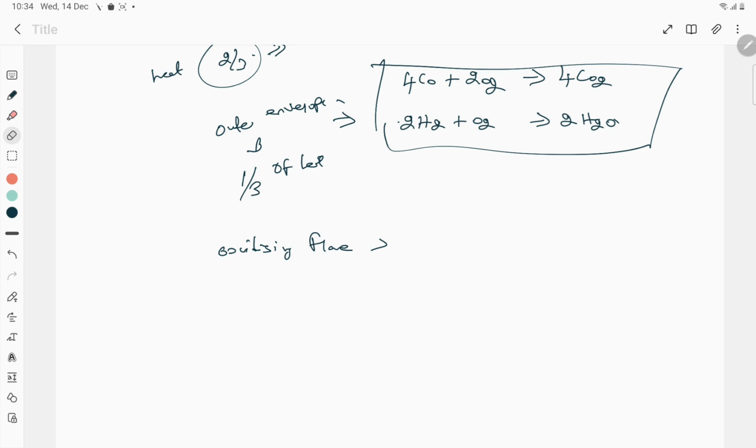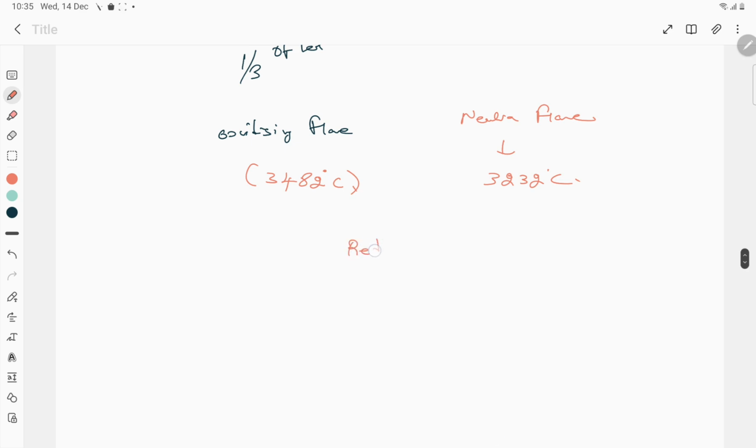Oxidizing flame will be having the maximum temperature. It will be in the range of like 3482 degrees Celsius. Then in case of neutral flame, the temperature of the inner cone will be around 3232 degrees Celsius, whereas this reducing flame, where the acetylene content is more, the temperature will be in the order of 3149 degrees Celsius. So as you can see, oxidizing flame will be having the higher temperature, followed by neutral flame, then finally reducing flame.